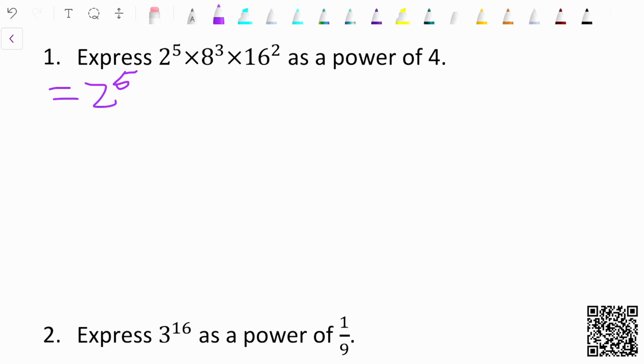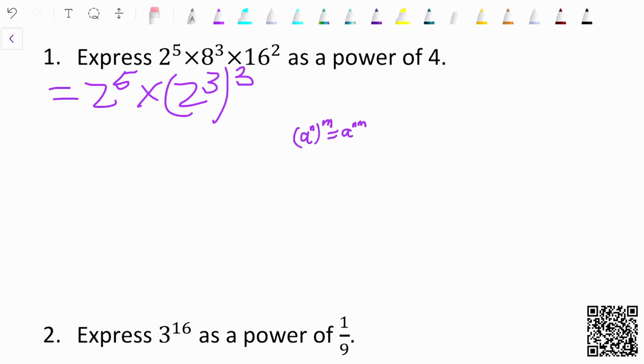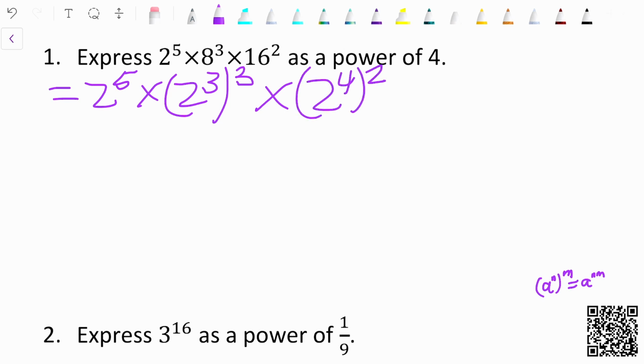Well, first of all, 2 to the power of 5 is still 2 to the power of 5. But how do we turn 8 to the power of 3 into a power of 2? You can write this as 2 to the power of 3, to the power of 3, because a to the power of n to the power of m will equal a to the power of n times m, as explained in a previous video. The same rule applies for 16, because 16 is 2 to the power of 4. So you could write it as 2 to the power of 4 to the power of 2.